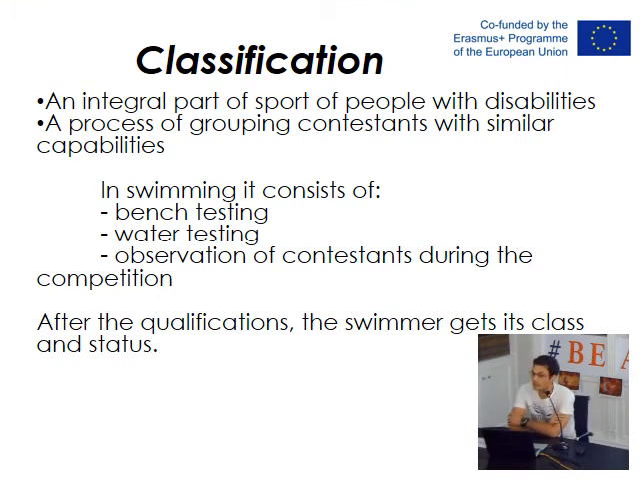At first, what is classification in Paralympic sports? Classification is an integral part of sports of people with disabilities, a process of grouping contestants with similar capabilities. In swimming, classification consists of bench testing, testing on a bed, water testing, and observation during the competition. After the classification, the swimmer gets their class and status.